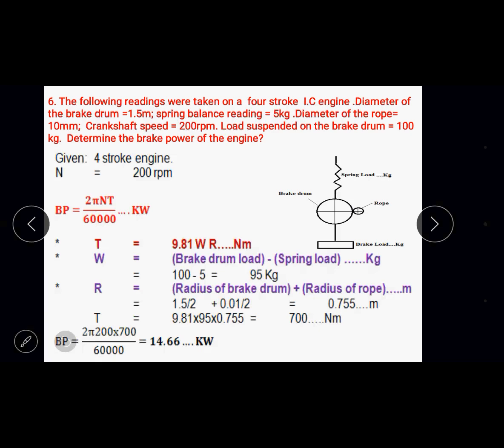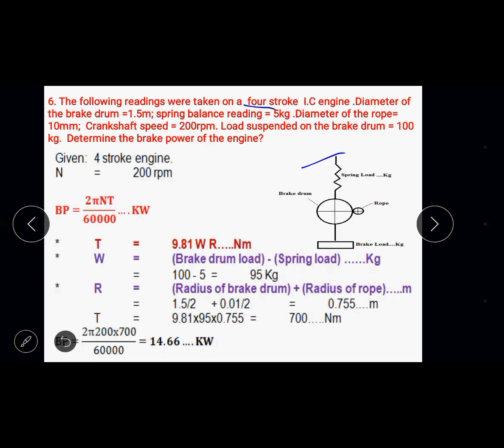So here you find the brake drum parameters associated with the torque of the brake power. In the given problem it's clearly a 4-stroke engine, so write down 4-stroke. In the examination, please don't be in a hurry. You should be very careful with respect to 2-stroke and 4-stroke. When you start the problem, write down whether it's a 2-stroke or 4-stroke. Based on that, you have to decide the small n value and capital N value.